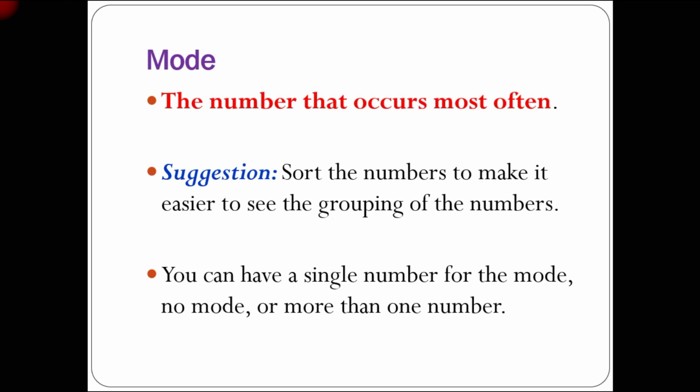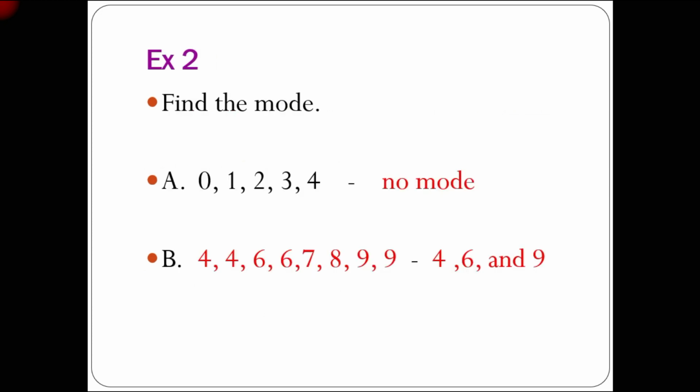So, pwedeng single number for the mode. Pwedeng isa lang naman. Pwedeng walang mode or more than one number. Tandaan ninyo, kapag walang naulit, kasi di ba it should be the most frequent number, pero kung wala namang naulit, o di wala tayong mode. Okay? So, find the mode for these two examples. For letter A, that's 0, 1, 2, 3, 4. As you can see, wala namang naulit. So, we have no mode.